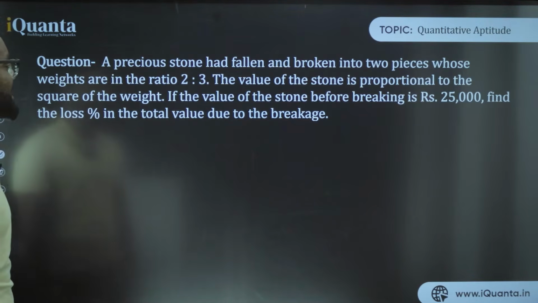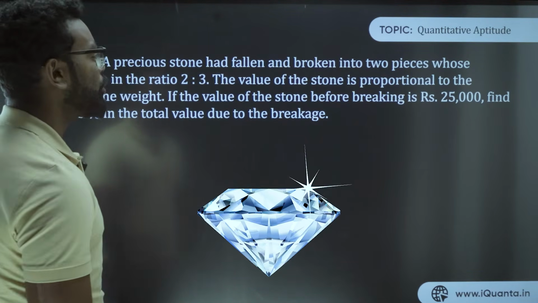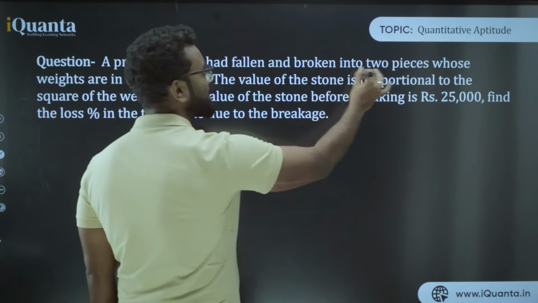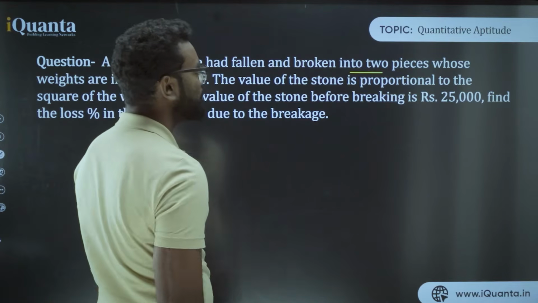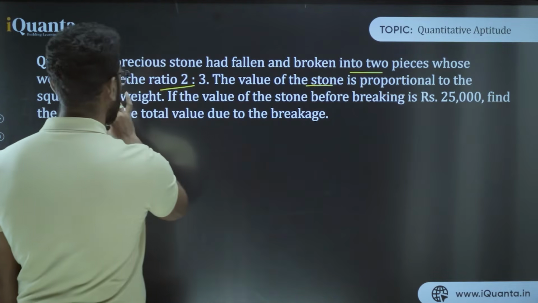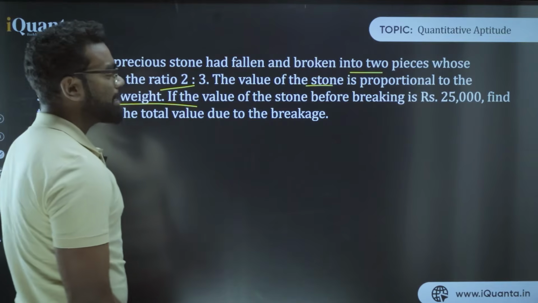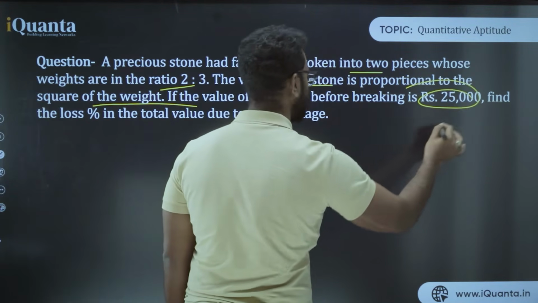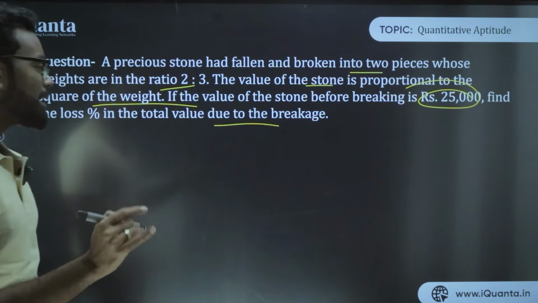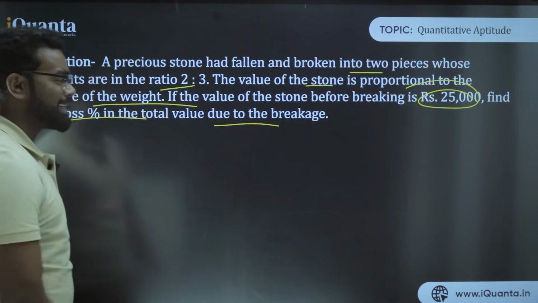The next question is, let's say a precious stone, a diamond, has fallen and broken into 2 pieces. And the weights are in the ratio of 2:3. The value of the stone is proportional to the square of the weights. If the value of the stone before breaking is 25,000, find the loss percentage.